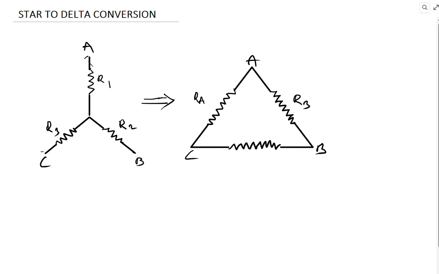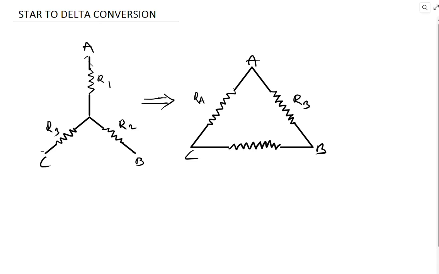In the last video, I explained how to convert delta to star. Now I'm going to explain the converse, that is, how we can convert star to delta. This is very important, and we can make use of this conversion so that solving problems becomes easy in resistance topics.